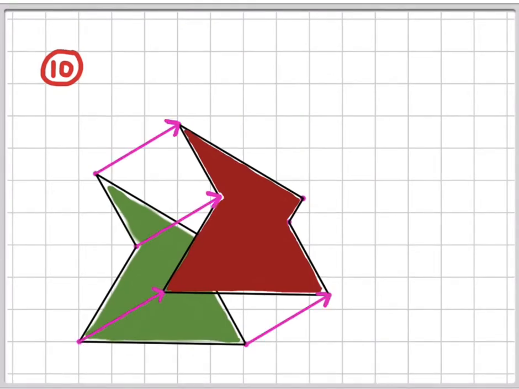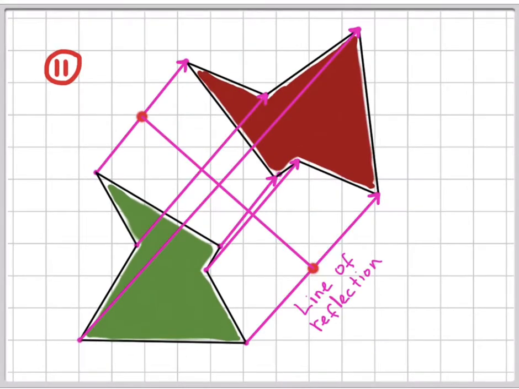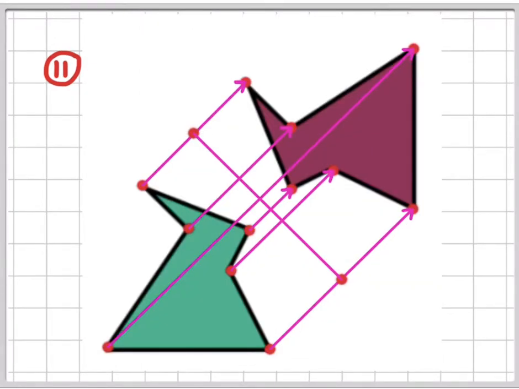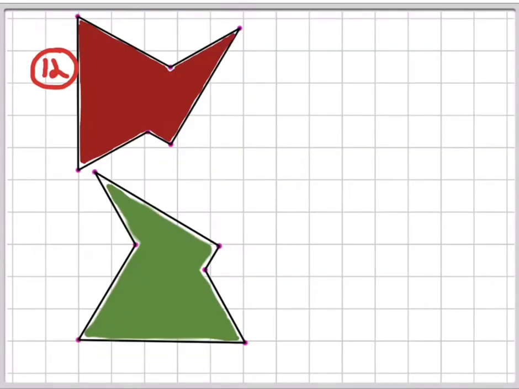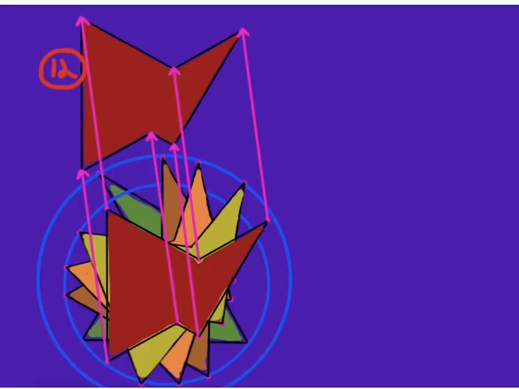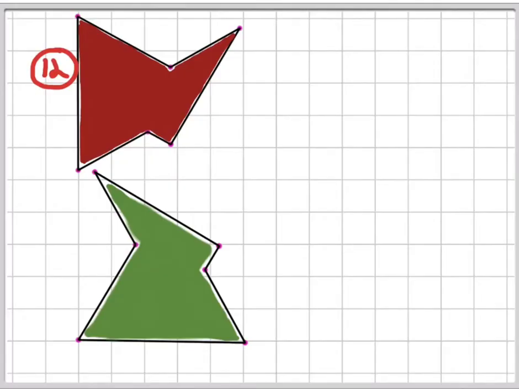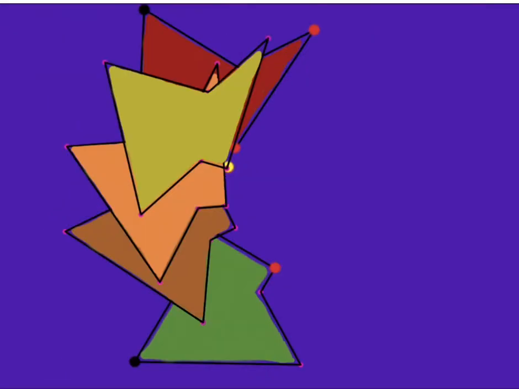Number 10 is a translation. 11 is a reflection. I had trouble with this, so I finally just copied the image that was provided in the curriculum to show connecting the corresponding points and drawing the line of reflection. Number 12 was tough. I kept thinking it was both a rotation and a translation. I just had trouble getting away from that idea. And finally, I figured out how to draw it as a rotation. I'm going to go into that in a little while.